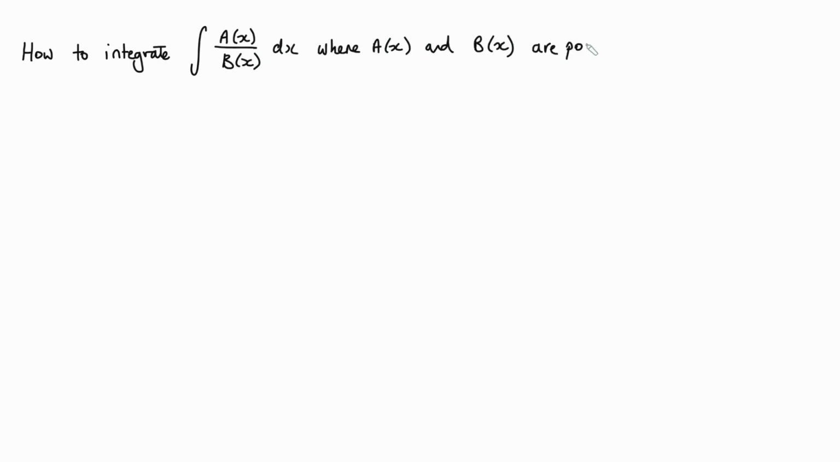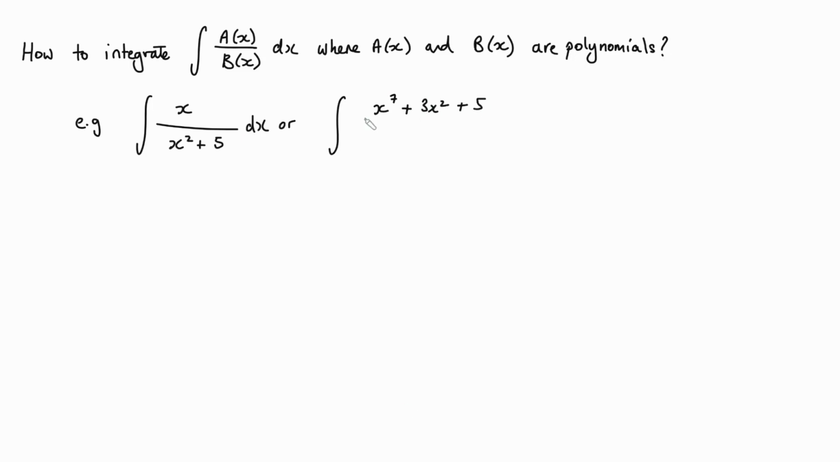So we are going to look at how to integrate a of x divided by b of x dx, where a of x and b of x are both polynomials in x. So for example, we might have the integral of x over x squared plus 5 dx in a simple case, or maybe something much harder like x to the 7 plus 3x squared plus 5 divided by x to the 10 plus 3x to the 8 plus 2x minus 1 dx.